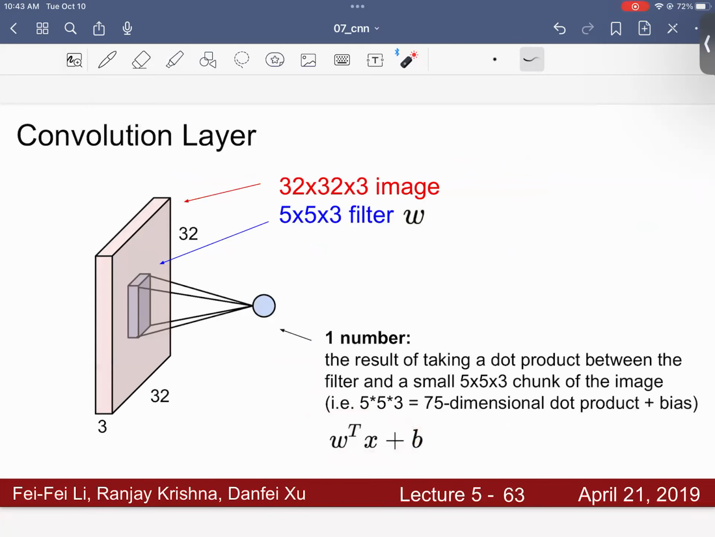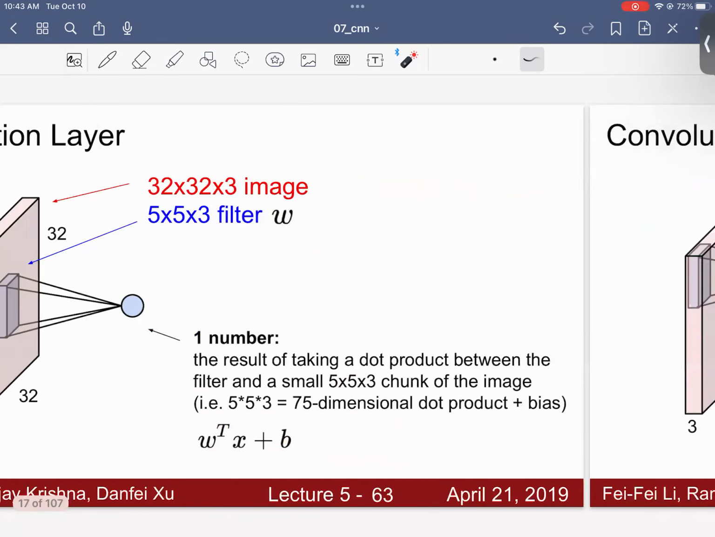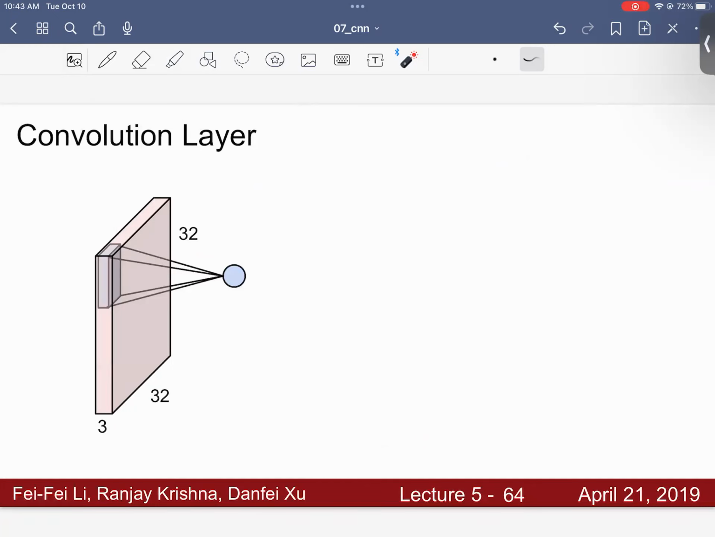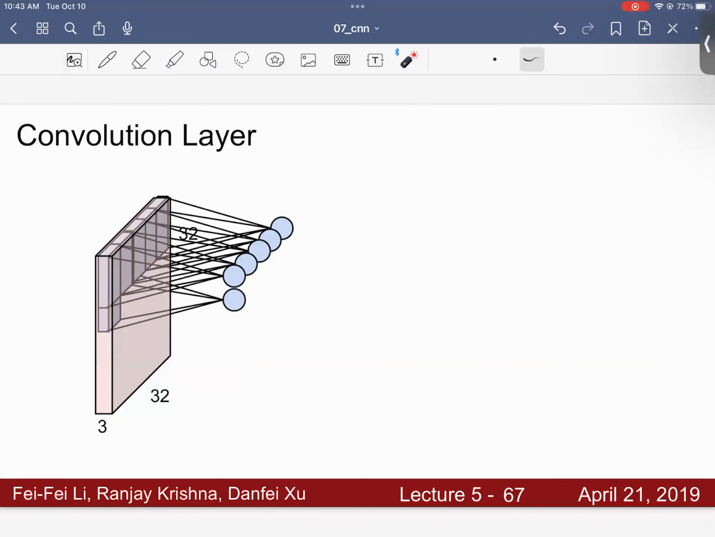So far, no problem, right? This is very simple stuff. You do this starting from the top left, and then you slide it, and when you reach the end, you go to the next row and slide it again. Every single time you do a dot product here, here, and here. You keep doing it.